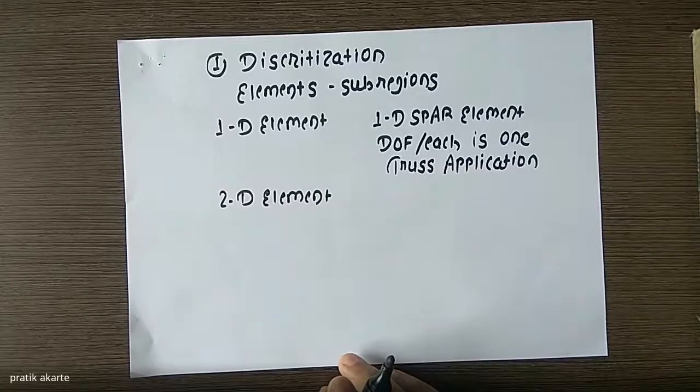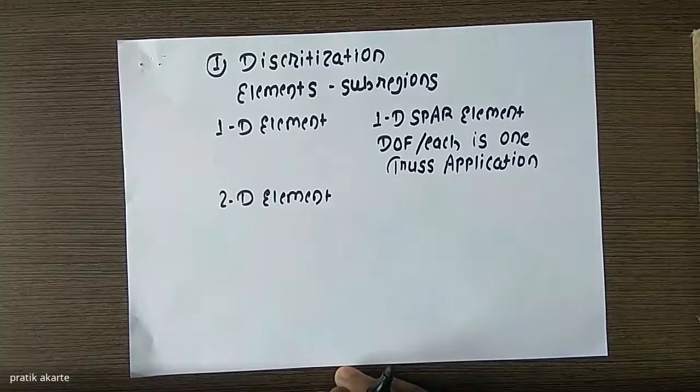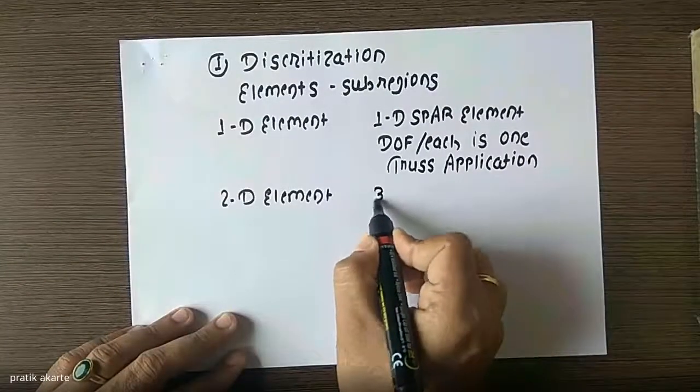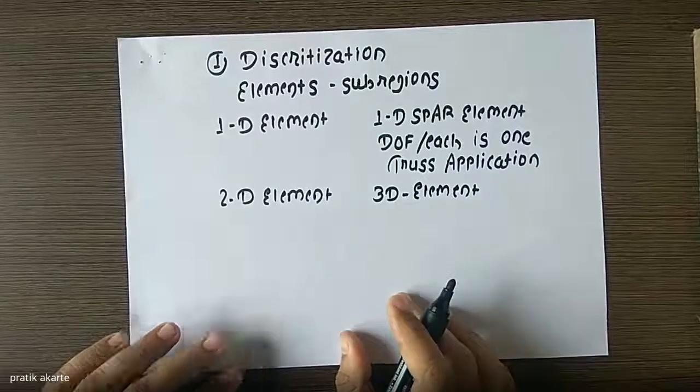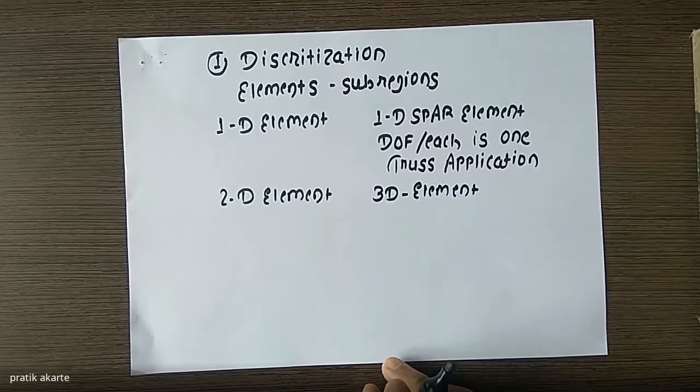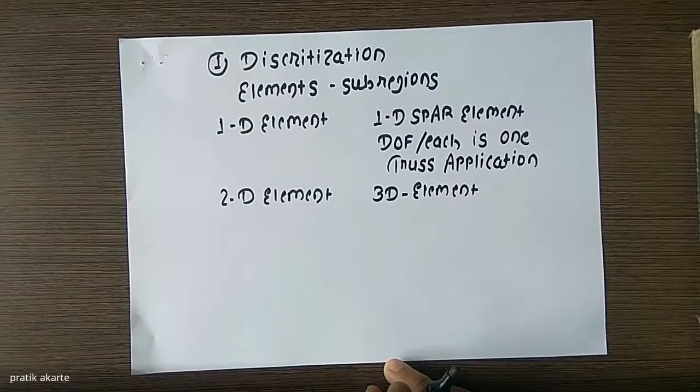The examples are triangular, for which there are 3 nodes, quadrilateral, for which there are 4 nodes, triangular quadratic, 6 nodes, quadrilateral quadratic, 8 nodes. So likewise, you can increase the complexity for 2D elements. Then another type of element you can form is 3D elements, in which we have tetrahedron linear having 4 nodes, rectangular prism having 8 nodes, prism having 6 nodes, or arbitrary hexahedron having 8 nodes. So these are the 3D elements.